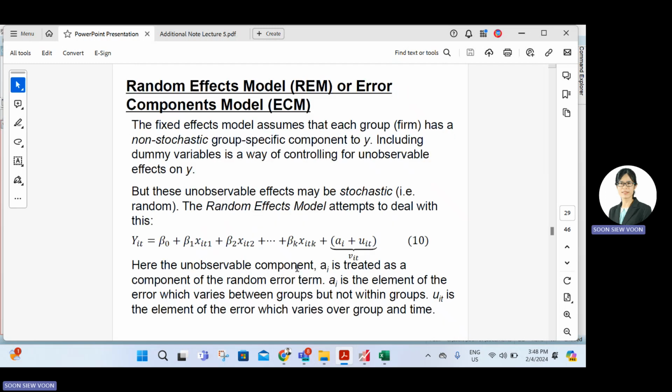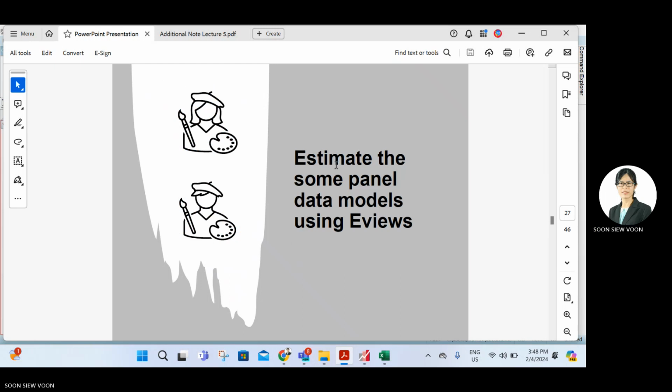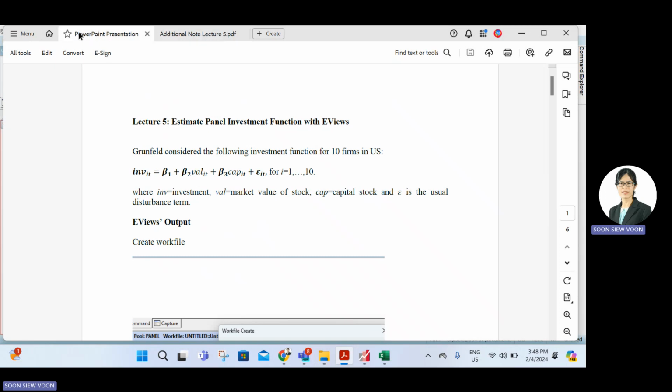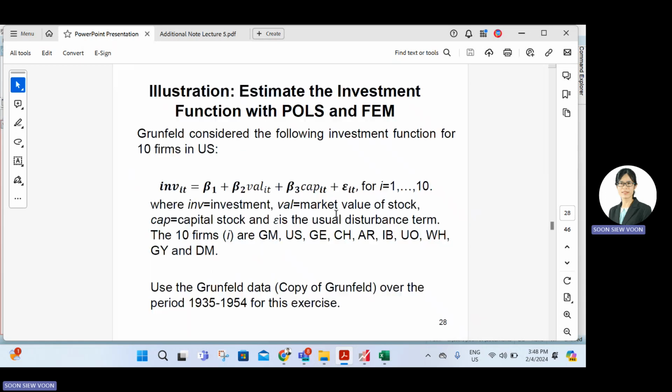So I think that's where I would like to stop here. Next, you can go through the lecture slide, follow the lecture slide and also the additional notes in the lecture file to estimate the panel model data with eViews. You follow the steps here.